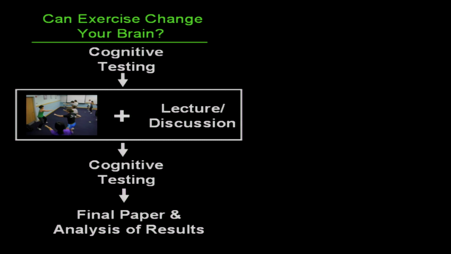Cognitive testing on a variety of different tasks that tap hippocampal function, mood, and frontal lobe function. Then a whole semester of an hour of aerobic exercise, increased exercise. This was only once a week, but some of the students didn't have a lot of aerobic exercise in their schedules. Followed by a lecture discussion. At the end of the semester, we would test them again. And then they had to do their final paper analysis.